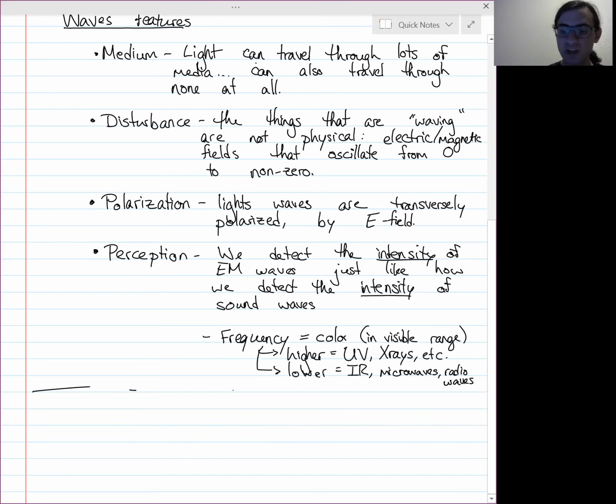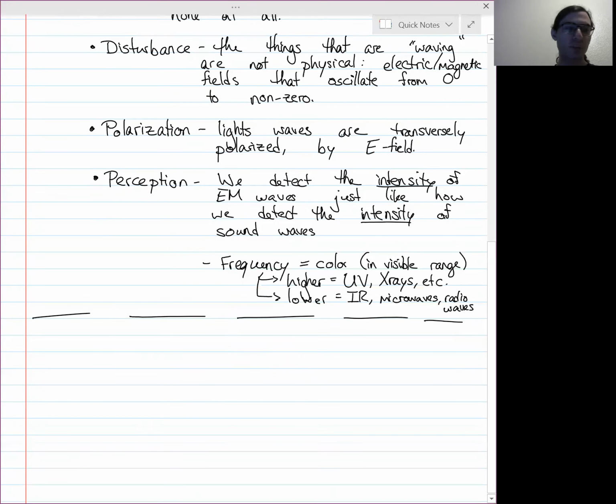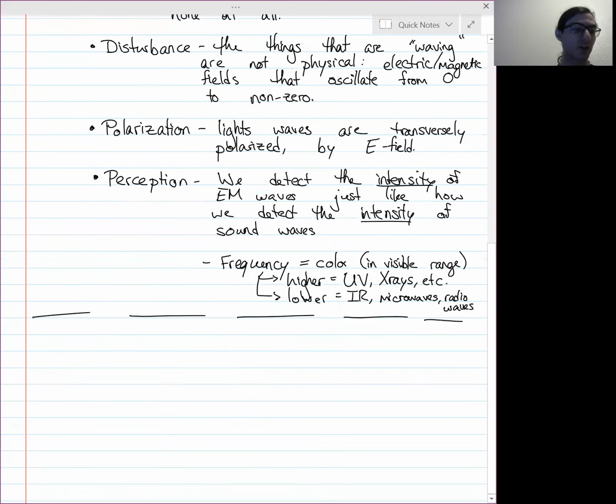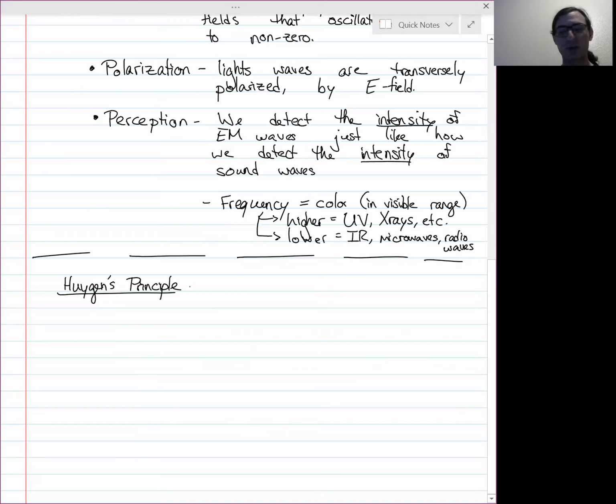Right. So I'm going to tell you about a new phenomenon, which is true for all waves, or for all multidimensional waves, but it's particularly interesting and particularly obvious, maybe, when we talk about light. So I'm going to tell you about Huygens' principle. I think he was Dutch. Huygens' principle is just a statement. It's kind of like one of those experimental laws where it's just, here's something that we observed that seems to be true. And it is the following. I'm going to write this word for word.